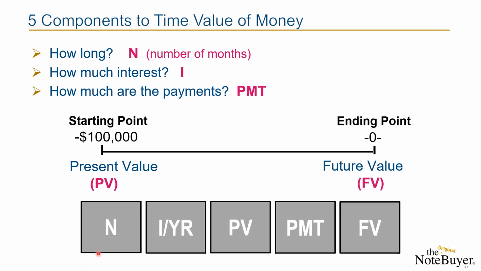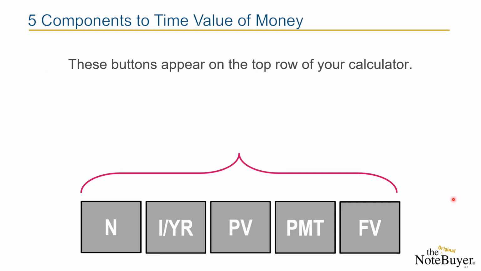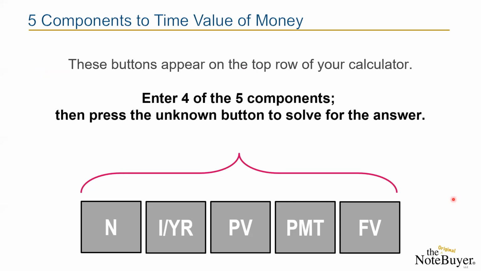Now, interestingly, you already saw in the calculator, these are the components that we have in the top row of our financial calculator, okay? And what's so cool about this is that you can enter 4 of these components, and then all you have to do is press the button on the missing one, and it will solve and give you the answer for that.